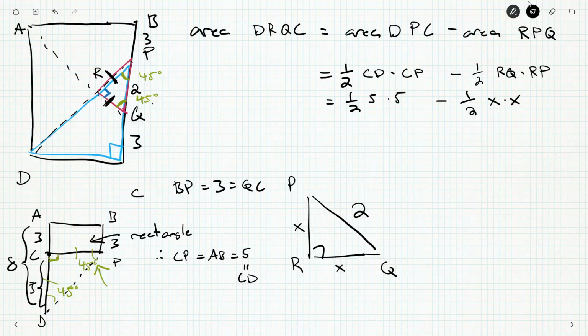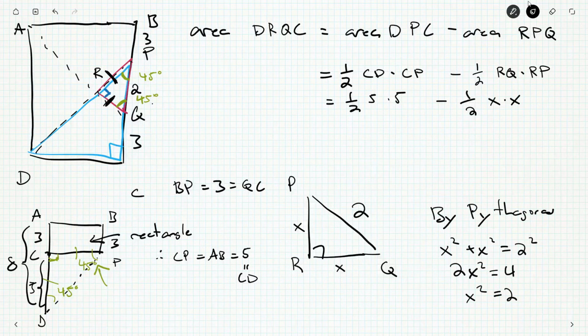Well, by Pythagoras, the Pythagorean theorem, I know x squared plus x squared is equal to 2 squared. Well, that's going to mean 2x squared is equal to 4. Divide by 2, we get x squared is equal to 2. But look here, that's x squared right there.